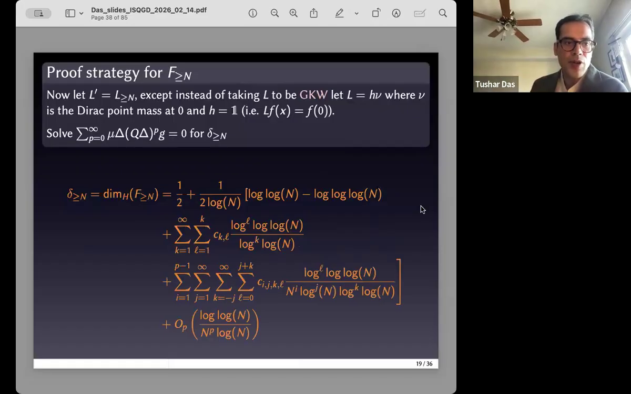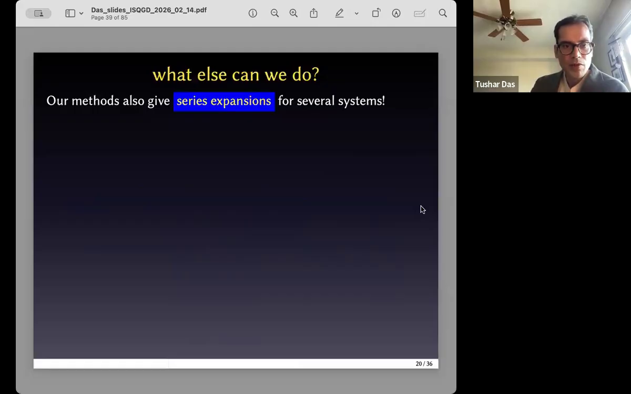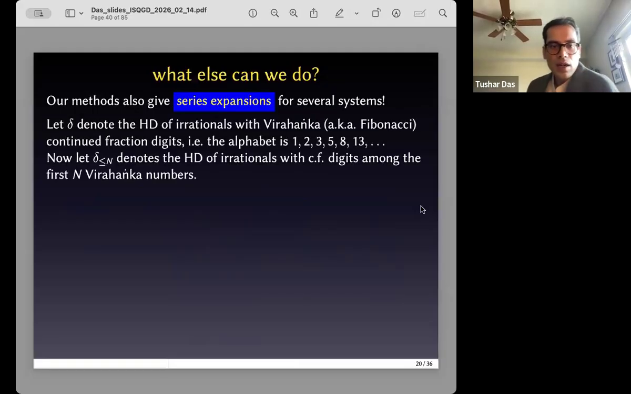And then there's a similar strategy for the other proof. So I'm going to skip that and move on to what else we can do. You heard in one of the previous talks about the Virahanka sequence, also known as the Fibonacci sequence. So you could ask yourself, what if I allow my alphabet to be this sequence 1, 2, 3, 5, 8, 13, 21, etc., and let delta denote the Hausdorff dimension of that set. So all irrationals whose digits are Fibonacci or Virahanka.